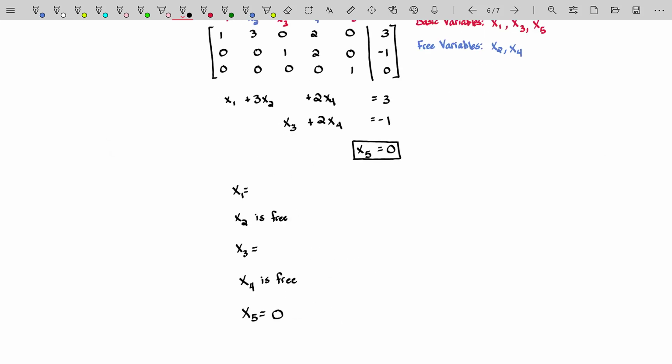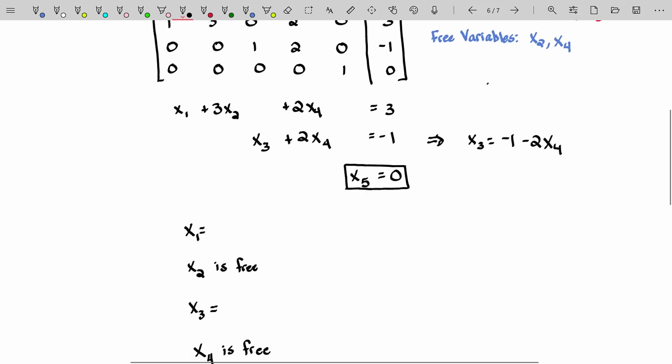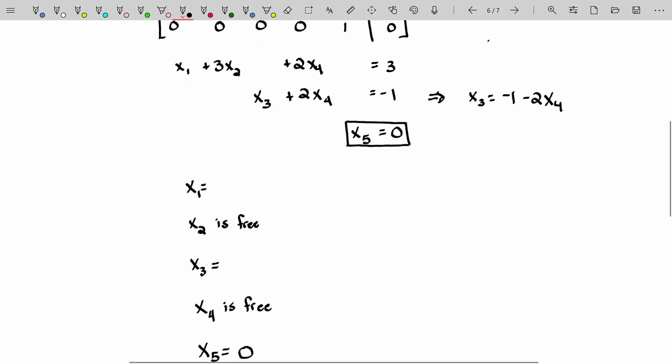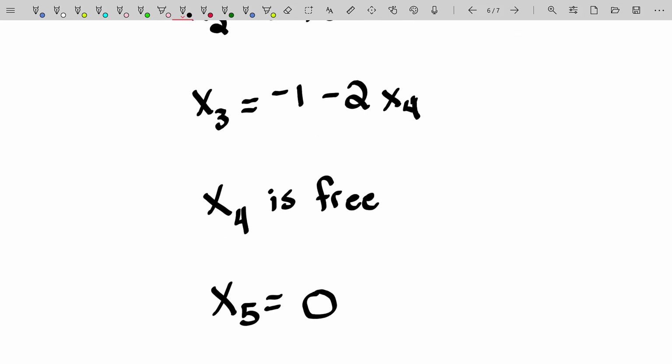And now I'll take that equation right there for x sub 3 and x sub 4. I'll solve it for x sub 3 to write it in terms of x sub 4. So x sub 3 is negative 1 minus twice x sub 4. But because x sub 4 is free, I will eventually at some point say, well, what if x sub 4 is 27? And then I can plug that in here. Or more commonly, what if x sub 4 is 0?